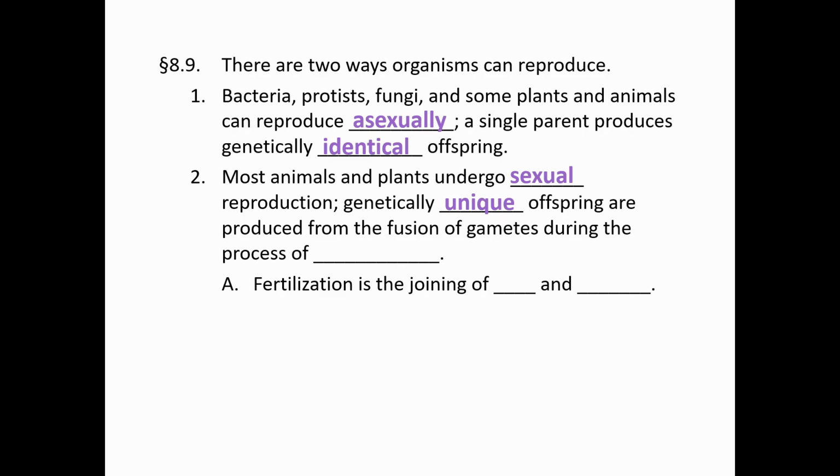So the odds of you having the combination of genes you have is extremely rare. And the reason that the offspring are so unique is because we are bringing two individuals together and bringing their gametes together. So you're getting half your chromosomes from one of those parents and the other half from the other. That process of bringing the gametes together, namely egg and sperm, we call fertilization.